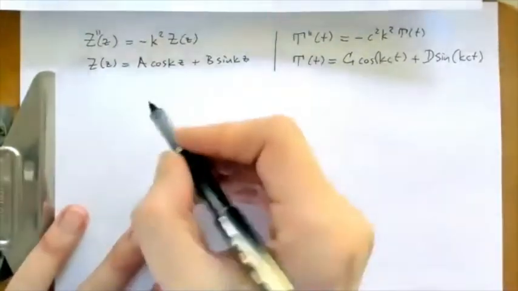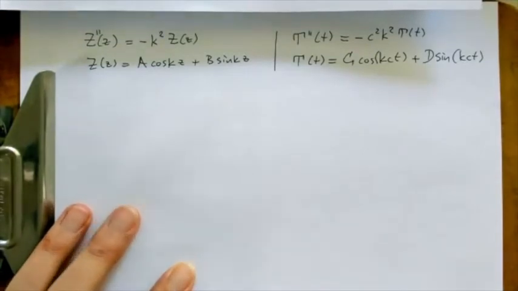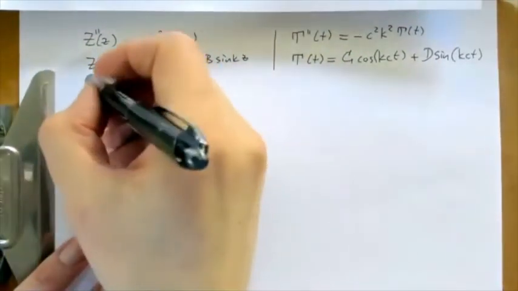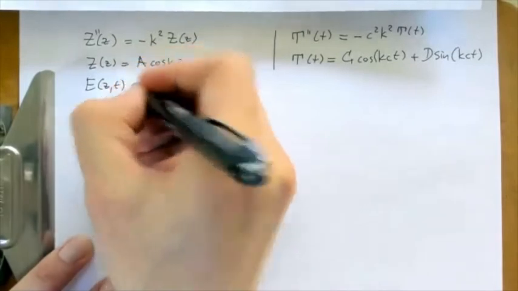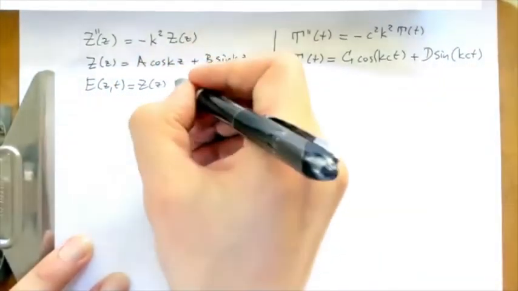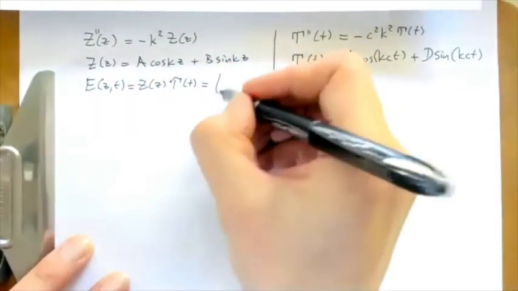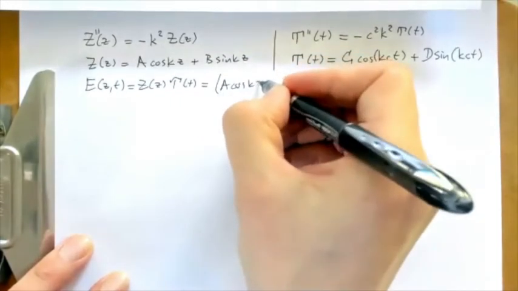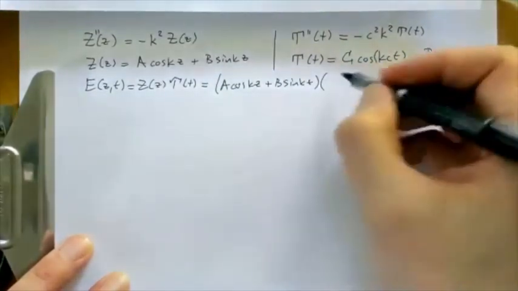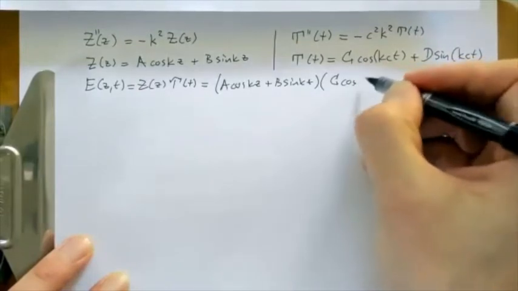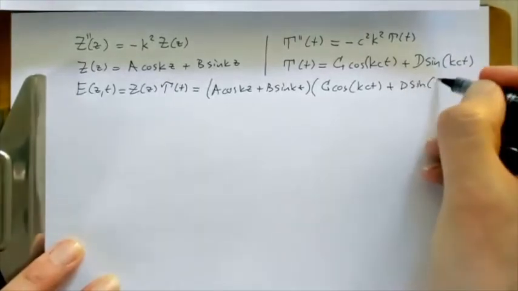Now our most general solution to this is the product of these two. So therefore, E, which we were solving for in the first place, is the product of that Z and that T. It is going to be, hold on to your hats, A cosine kz plus B sine kz times C cosine kct plus D sine kct.